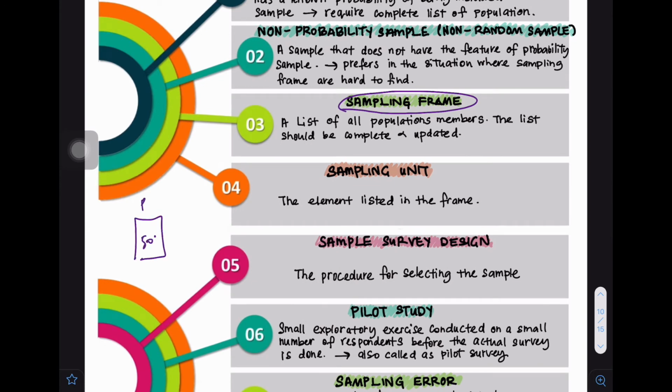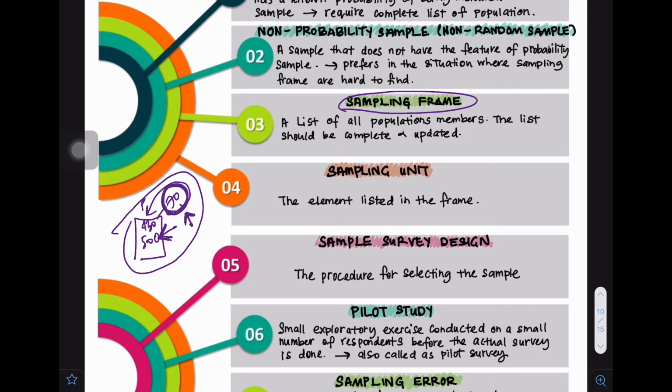Contoh, 500 lah. Tapi impossible untuk awak dapat all the list of 500 orang ni. So, mungkin boleh dapat 430. So, ada 70 ni tak dimasukkan dalam list. Bermaksud, the probability kebarangkalian dia akan dipilih sebagai sampel is zero. Tak ada kebarangkalian, tak mungkin dia akan dipilih sebagai sampel sebab dia tak masuk dalam list ni. So, this one is called as a non-probability sample.